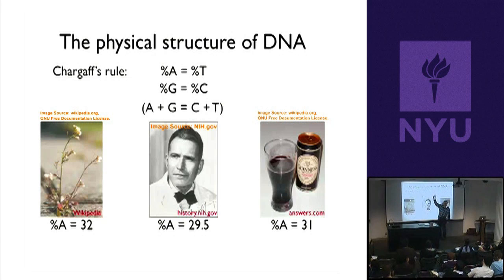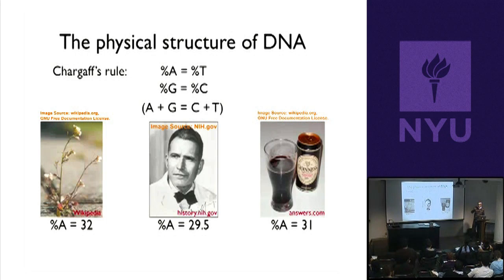Okay? Humans, we have 29.5% adenine. Therefore, we have 29.5% thymine. Therefore, you can figure out how much guanine and cytosine we have. Saccharomyces cerevisiae, common baker's and brewer's yeast. Okay, so this is the species that's responsible for beer, bread, wine. Okay, 31% adenine, 31% thymine. How much guanine?